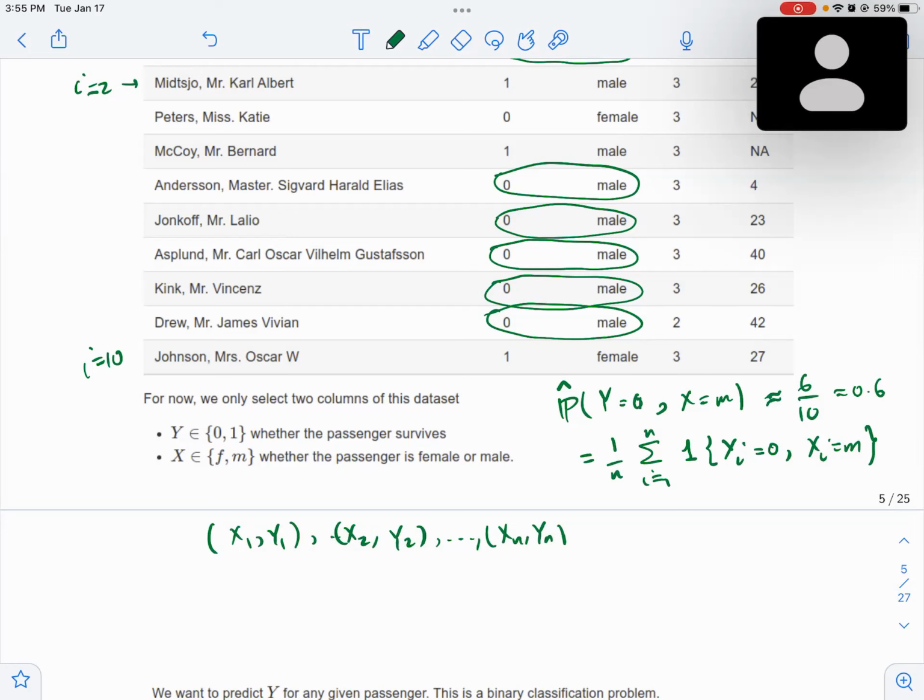And for each one, I'm going to check whether they match this exact combination of covariates. If it is, then it's going to be 1, otherwise it's going to be 0. So when I sum, I'm basically counting how many cases, how many rows, this exact combination occurs. Right, so this is basically that count. And then 1 over n, so the n is the total number. So this is the sample size. So this is our empirical estimate.